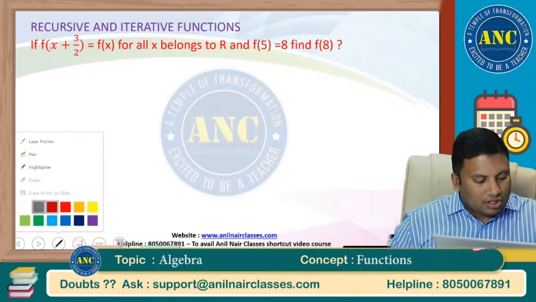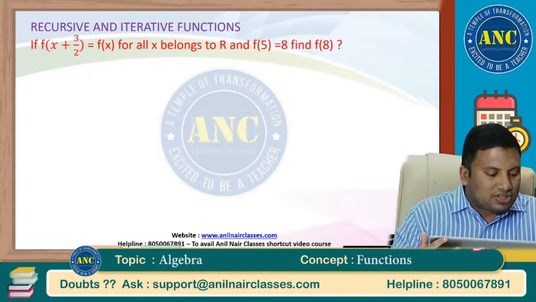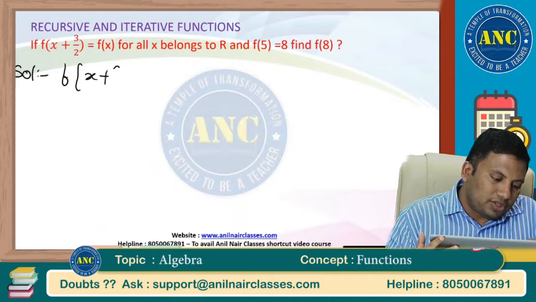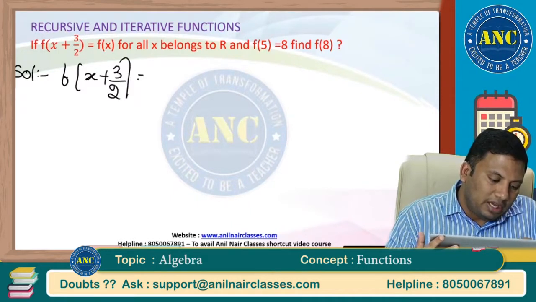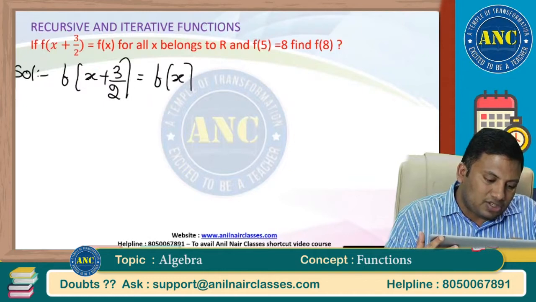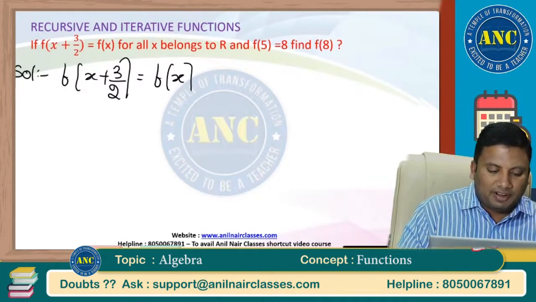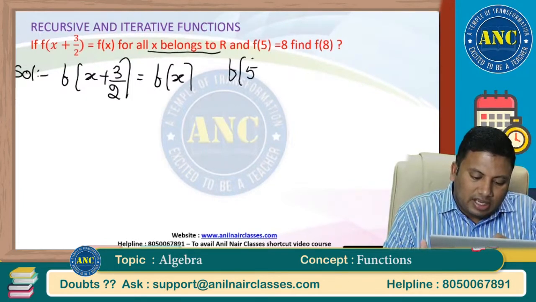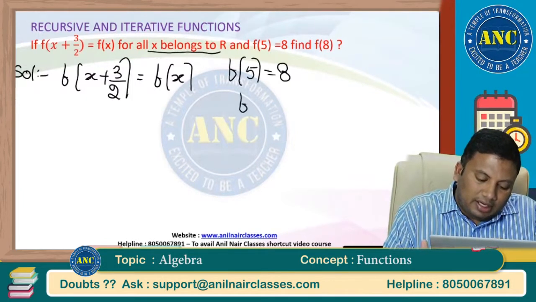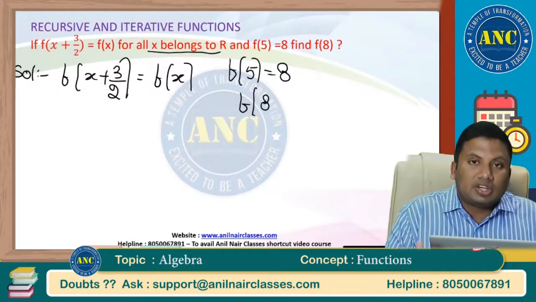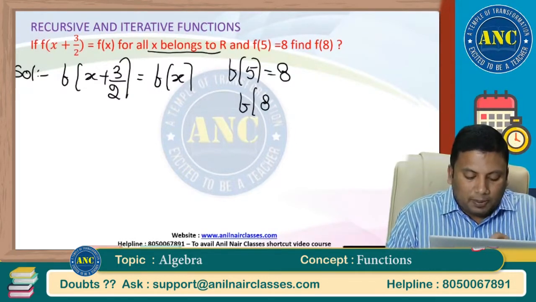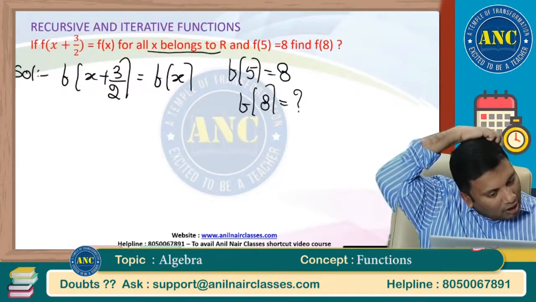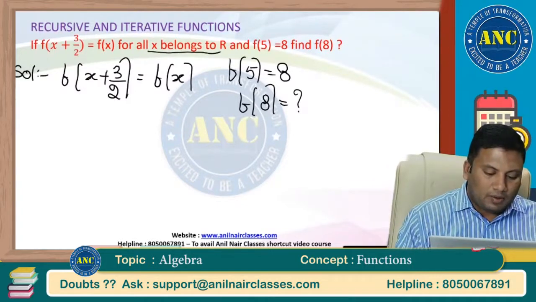If you read the question, f of x plus 3 by 2 is nothing but f of x. The function could be anything. By default, x is a real number, and one functional value is given. So he is saying, if the iteration happens, what will be the functional representation? F of 5 is 8, f of 8 is how much? F of x plus 3 by 2 is equivalent to f of x.